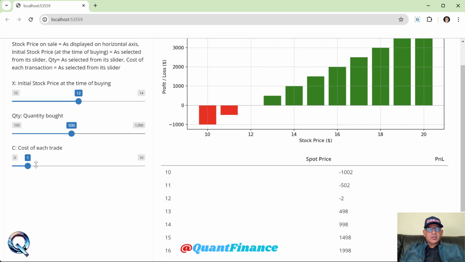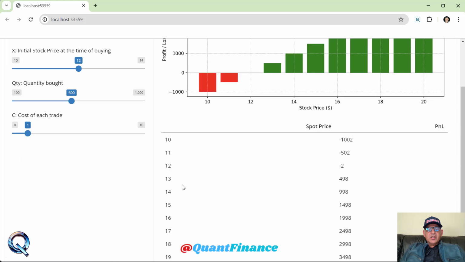Why? Because you purchased it at 12 and you are selling it at 10. Definitely there will be a loss. Moreover, there is a cost of each trade as well. So similarly, the loss will be minus $502 when the spot price is 11. Spot price just means at what market price you sold it.